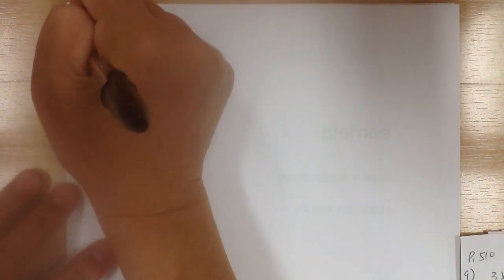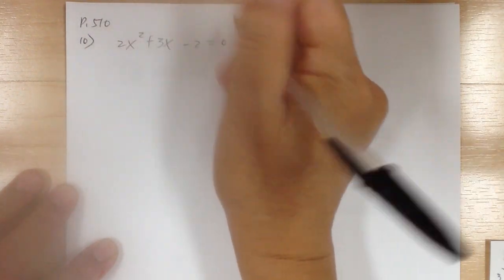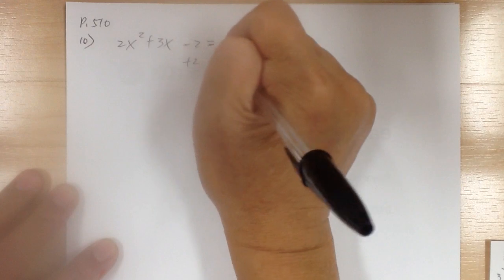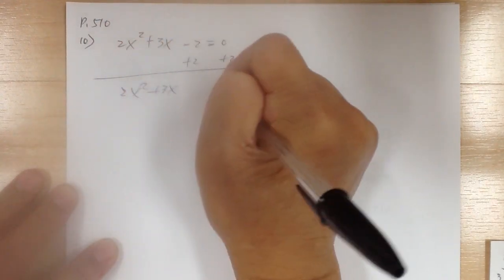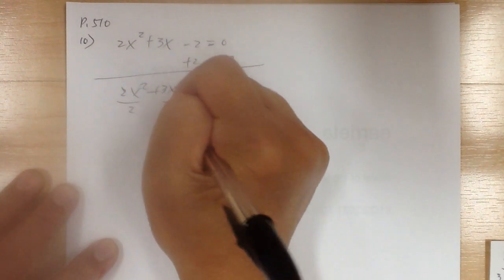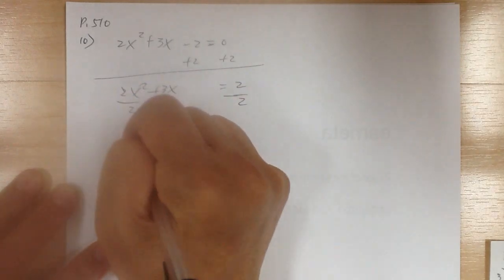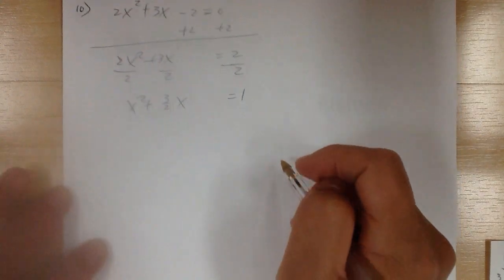Okay. Let's go to number 10. Okay, you have 2x squared plus 3x minus 2 equal to 0. So plus 2 on each side. So you got 2x squared plus 3x is equal to 2. Then you have to get rid of this number. So divide by 2. So you got x squared plus 3 over 2 x is equal to 1.